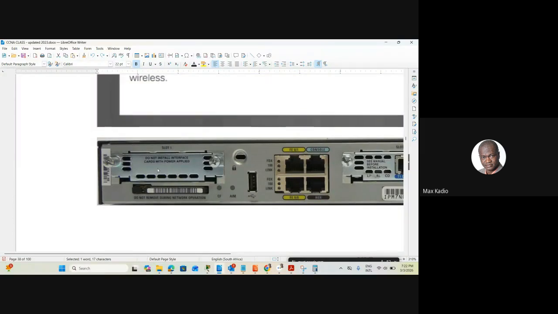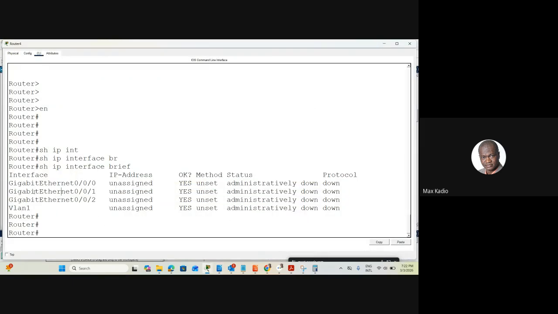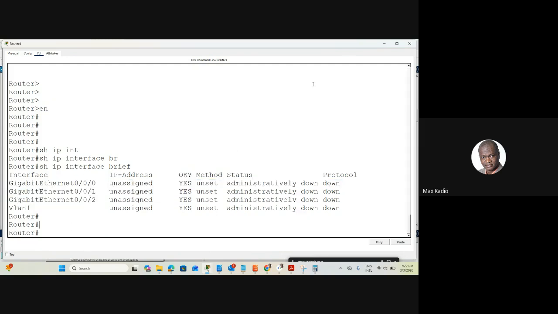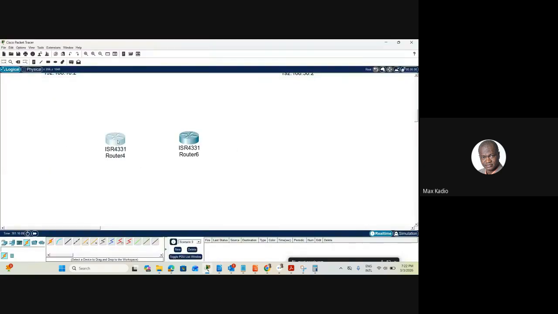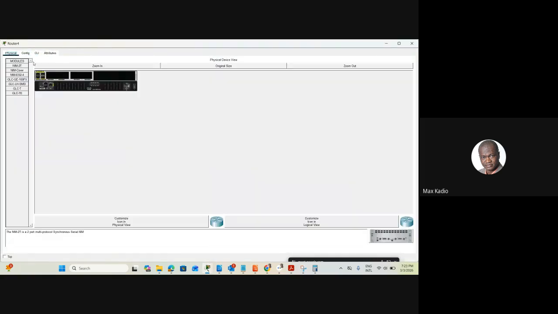This slot, you remove it and you insert a serial module. Here you can see that we don't have a serial port. So to install a serial port, you open your router, you go to Physical, and you can zoom in.